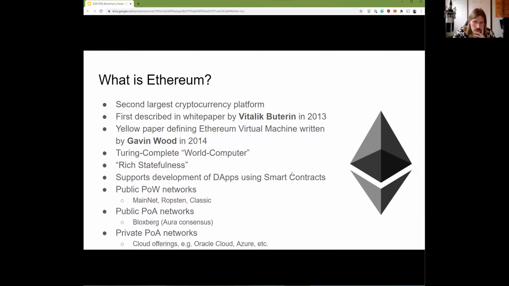Nice. And now if we develop applications that interact with smart contracts, they are called DApps, decentralized applications. And there are all kinds of different Ethereum networks. We have Ethereum mainnet as a network, but we also have Ethereum as a technology, and there are different networks that use Ethereum as a technology to spin up networks. One famous one is Bloxberg, one where I'm participating. But you could also imagine private networks being opened in some clouds, and the clouds already support it. Oracle Cloud supports it, Azure has it built in, etc.